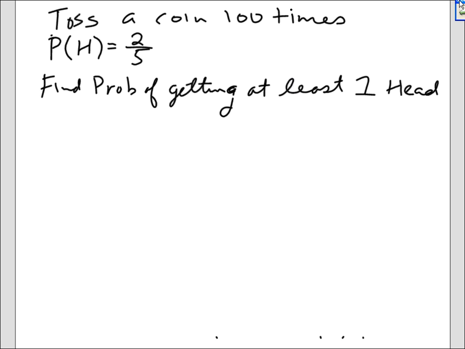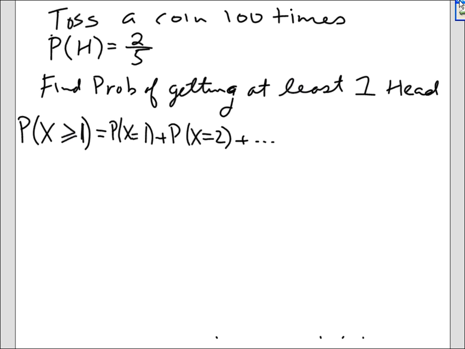Okay. Now, let x be the random variable that counts the number of heads. So we want at least one head. X is greater than or equal to 1. Well, x can be 1, and x can be 2, etc. All the way up to the unlikelihood that you got 100 heads in a row.